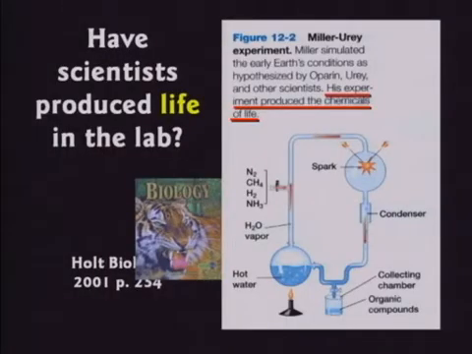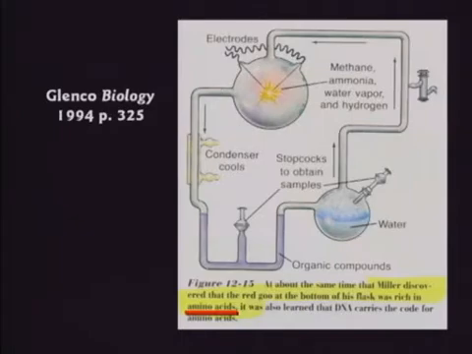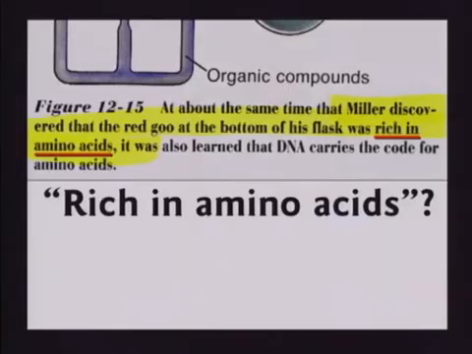Miller and Urey took gases. They took methane, ammonia, water vapor, and hydrogen, circulated them through some glass tubes, and ran a spark in there to say this is like lightning. At the bottom, some red goo developed, and so they filtered it off and saved all the red goo at the bottom of the flask. They said the goo was rich in amino acids. This is a lie, okay? It was not rich in amino acids.